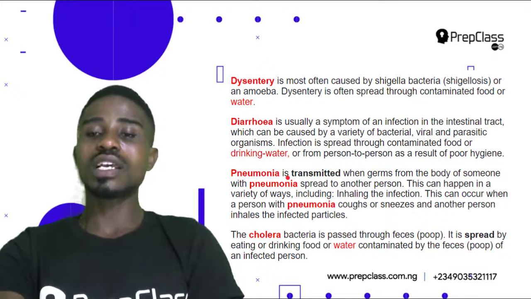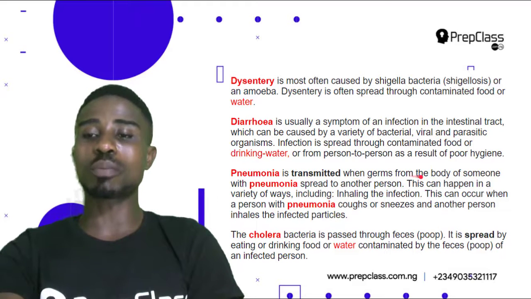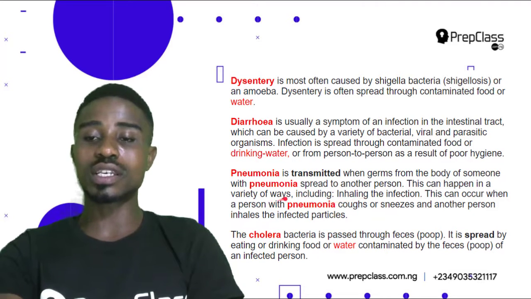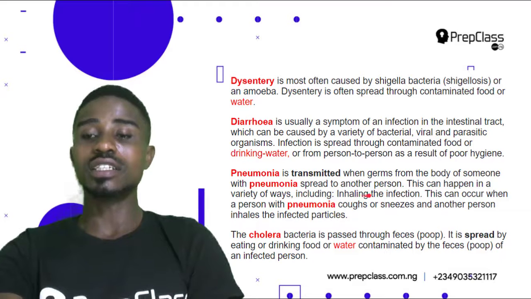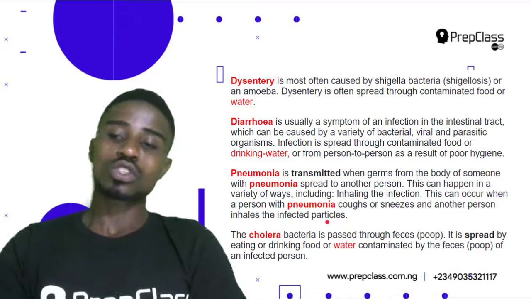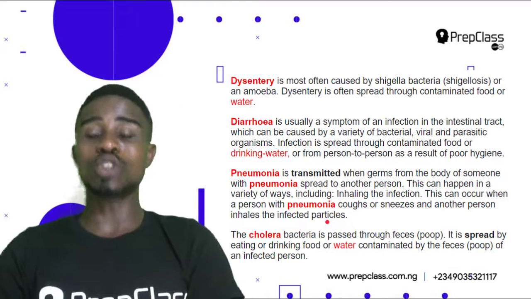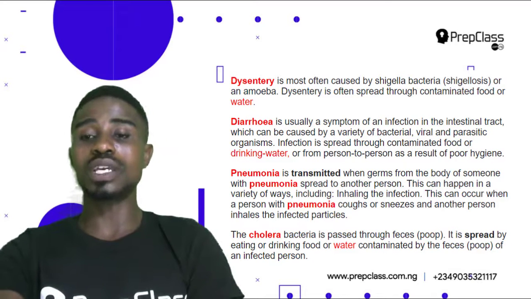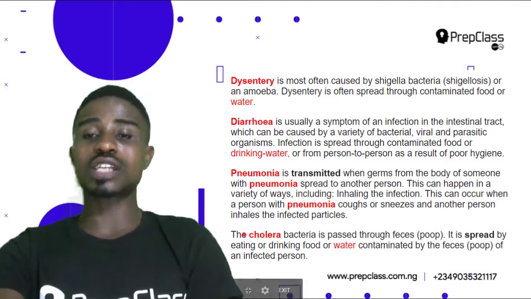Pneumonia is transmitted when germs from the body of someone with pneumonia spread to another person. This can happen in a variety of ways, including inhaling the infection. This can occur when the person with pneumonia coughs or sneezes and another person inhales the infected particles. So pneumonia is not a waterborne disease. So pneumonia would be our correct answer. Let's look at the next one.